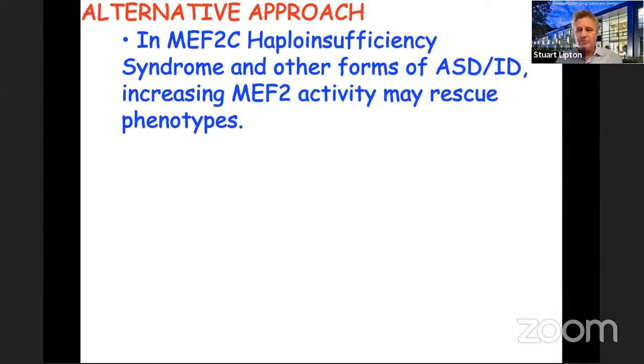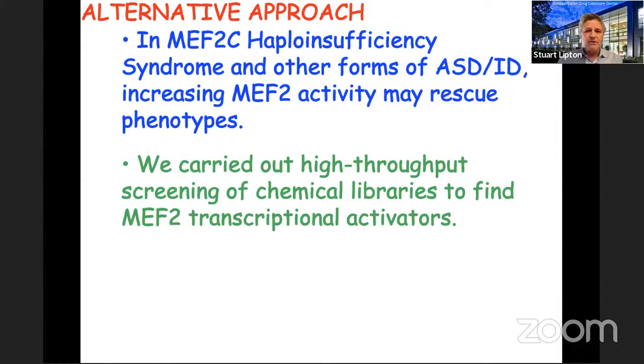And then most importantly, because Dan Geschwind had shown that MEF2A and C are very important in controlling those hubs of many, many other genes involved in ASD, we reasoned if we could increase MEF2 activity in general, we might be able to turn on those genes and offer some benefit. And so we carried out high throughput screening of the chemical libraries I mentioned at Scripps, not only that ReFRAME library, but multiple other libraries. We have about 1.5 million compounds.